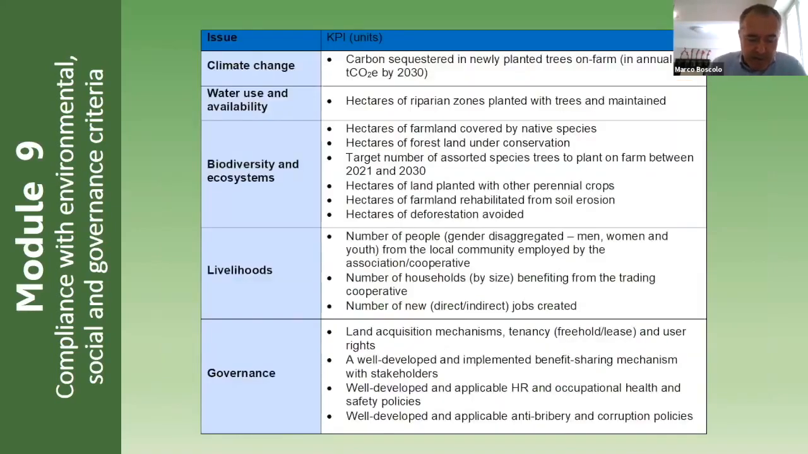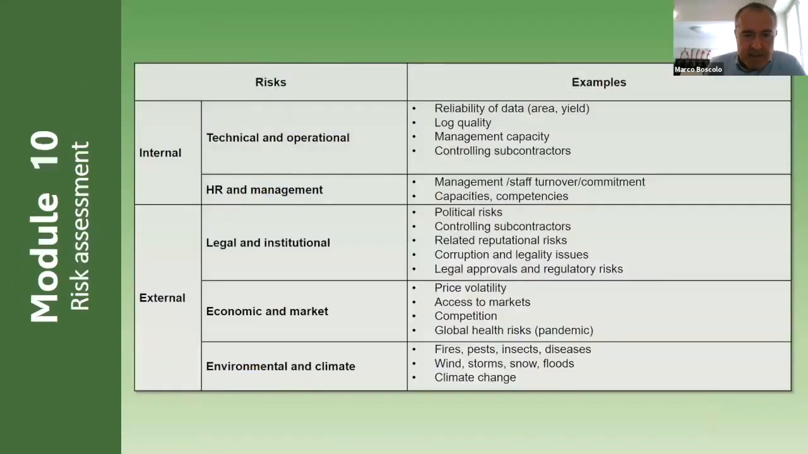The module provides examples of ESG criteria. For example, how does the business contribute to mitigating climate change, or to protecting biodiversity, or to improving livelihoods? How can we quantify? The guide has some suggested key performance indicators you see on this slide, for example, on climate change criteria, for example, carbon sequestration, on biodiversity and ecosystem, on livelihoods, on governance. These are, as I said, some examples.